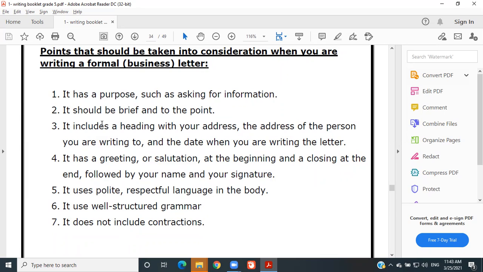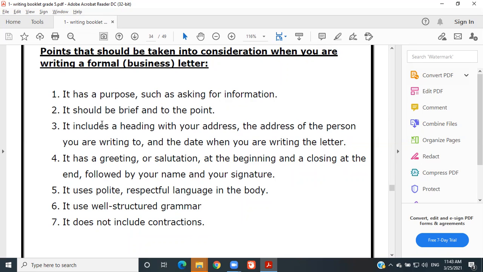Three, it includes a heading with your address, the address of the person you're writing to, and the date when you are writing the letter. Four, it has a greeting or salutation at the beginning and a closing at the end, followed by your name and your signature. Five, it uses polite, respectful language in the body. Six, it uses well-structured grammar. Very good.